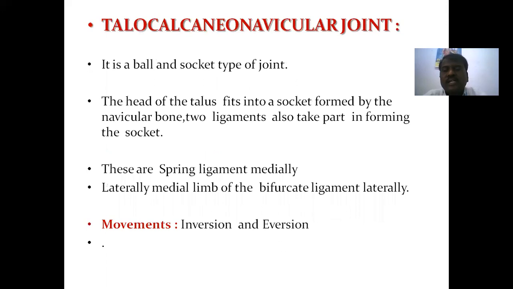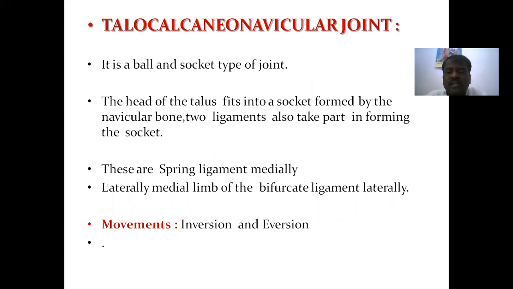Next, another is the talocalcaneonavicular joint. It is a ball and socket variety of synovial joint. The head of the talus fits into the socket, which is formed by the posterior surface of the navicular bone. So the head of the talus anteriorly articulates with the posterior surface of the navicular bone.